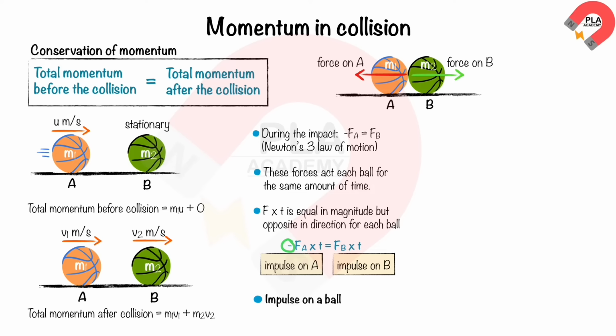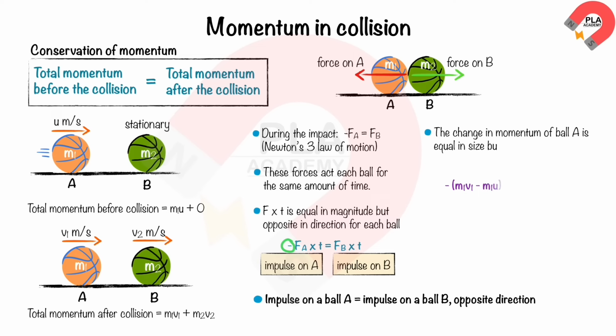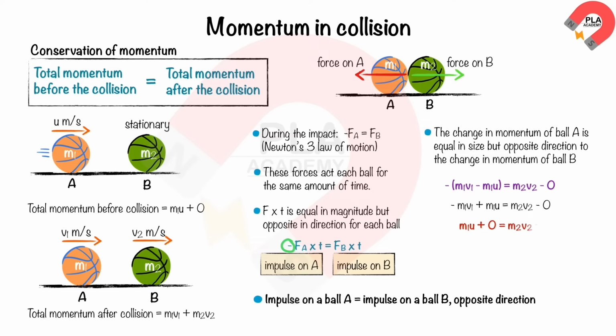So, the impulse on A is equal in magnitude, but opposite in direction to the impulse on B. Consequently, the change in momentum of ball A is equal in size, but opposite in direction to the change in momentum of ball B. This ensures that the total momentum before the collision remains equal to the total momentum after the collision.